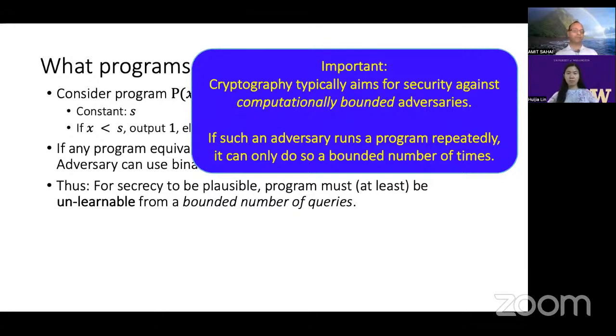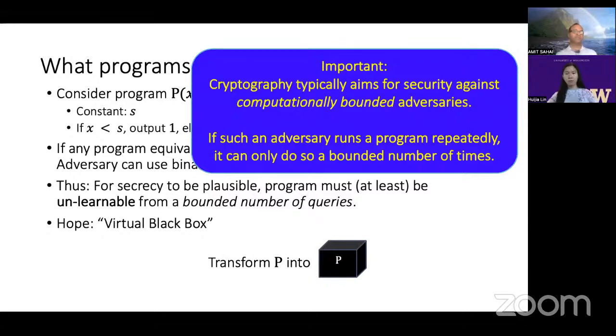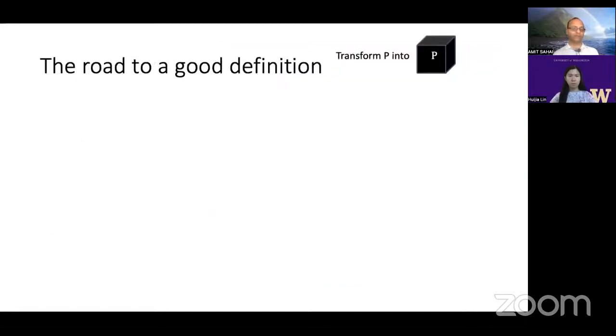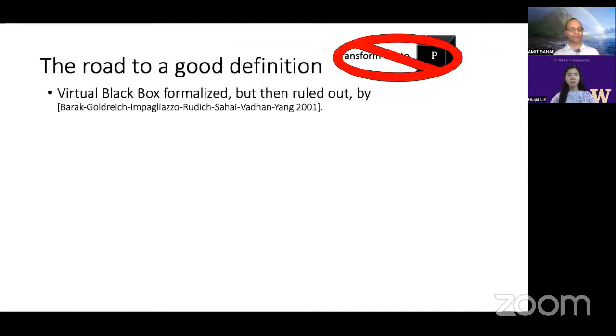We're not thinking about learnability with an unlimited number of queries to the program, but from a bounded number of queries to the program. But could it be that this is our only barrier? Could we define our notion of obfuscation as transforming a program into an equivalent program, which is as good as a virtual black box that just sort of hides everything but the input-output behavior of the program? This is a very natural idea, and it was considered in joint work with several of my co-authors back in 2001 as the virtual black box definition.